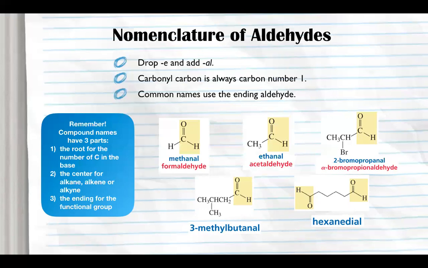Now, could you have a trialdehyde? You cannot, because your chain only has 2 ends, a beginning and an end. So you're either going to be hexanal or you're going to be hexanedial. You can't be hexanetrial. That's impossible.